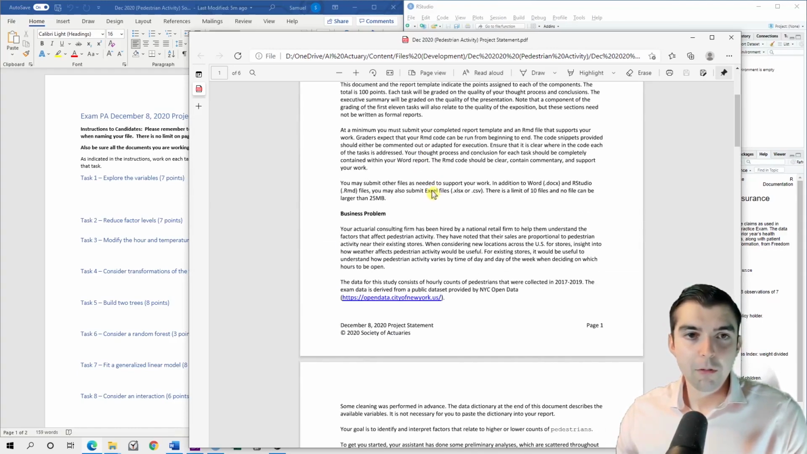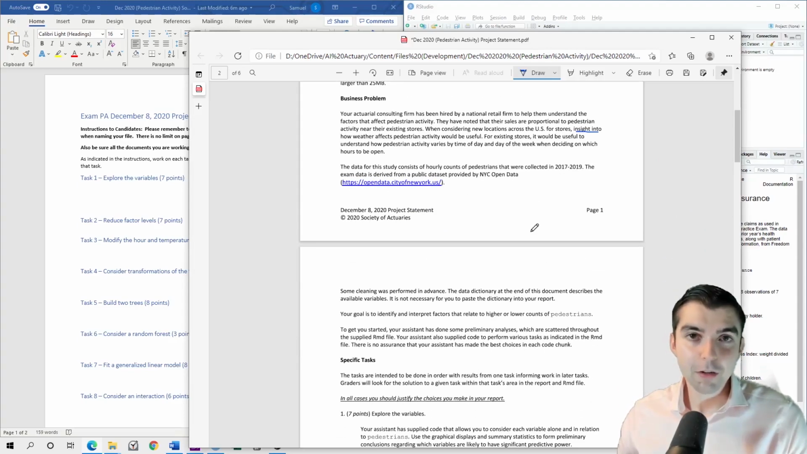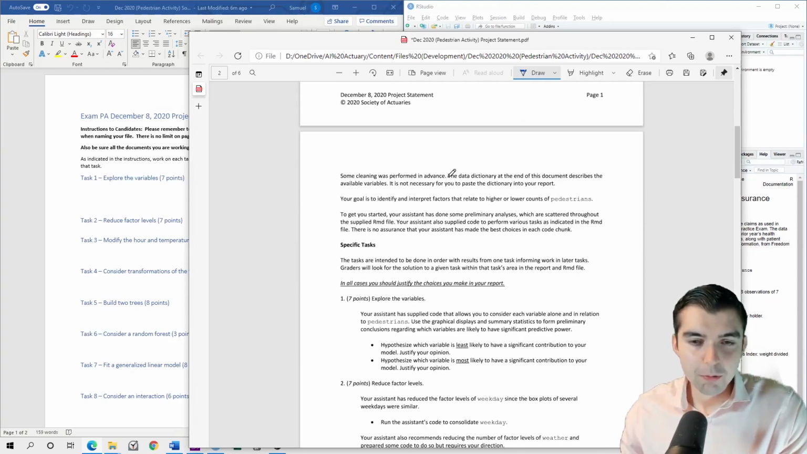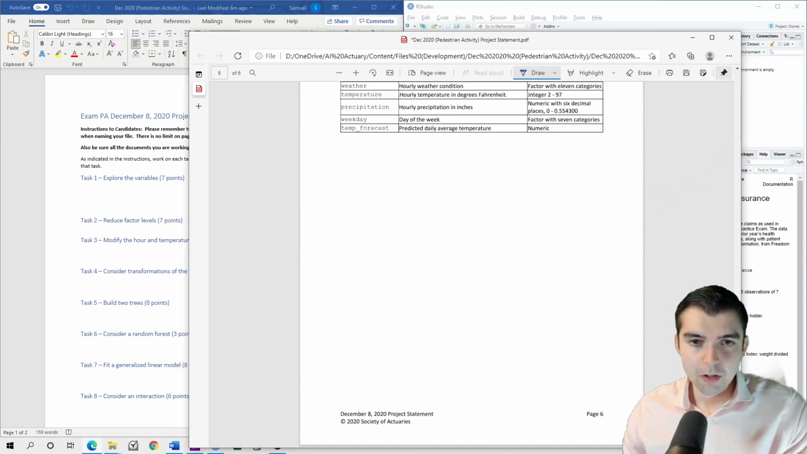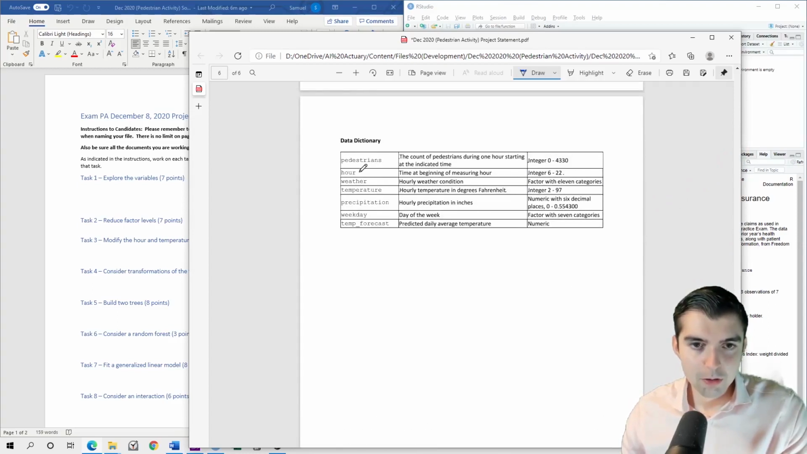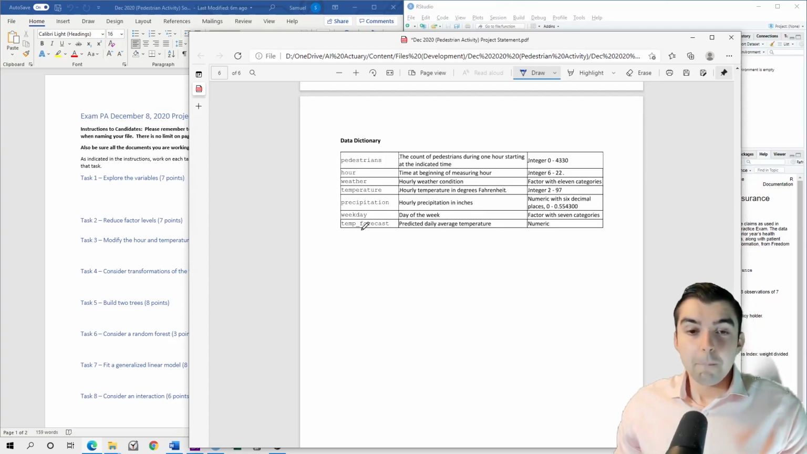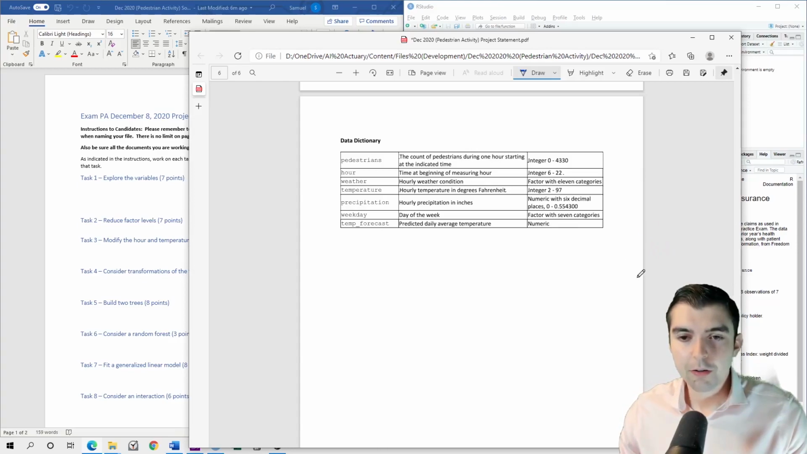So first of all, the thing that I notice is that it says insight into how these factors affect the weather. So they're just looking at inference. They're not looking at predictive power. Some cleaning was performed in advance. The data dictionary at the end of this document describes the available variables. It's not necessary for you to paste the dictionary into your report. I noticed that there are only 1, 2, 3, 4, 5, 6, 7 variables. So this is a low-dimensional data set, a mixture of factor and numeric.